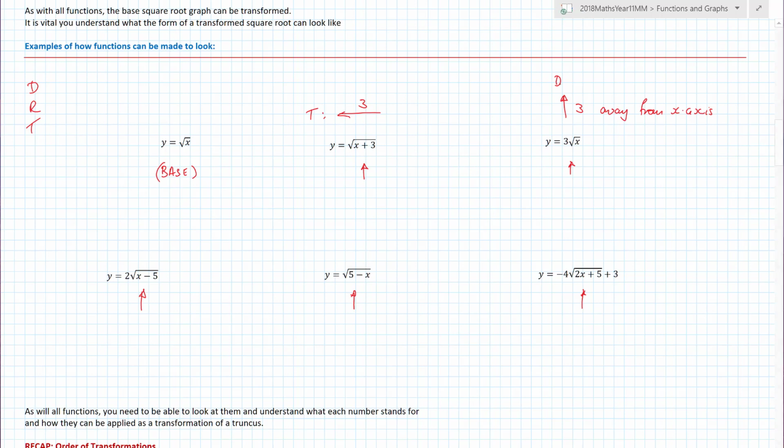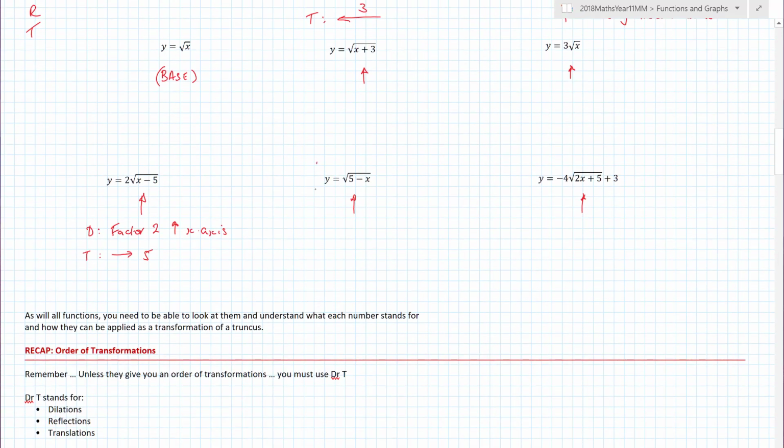Here, we've got 2 combined. So first things first, we're going to have to do the dilation first. So the dilation is factor 2 away from the x-axis, followed by a translation of 5 units parallel to the positive x direction, as we put it. Now, this here is a BFT. It's a massive big fat trick. Why? Generally speaking, no, I keep saying generally speaking, why? We need to make sure that our x has a positive 1 coefficient, or a coefficient of +1. It doesn't here, so it's trying to trick us.